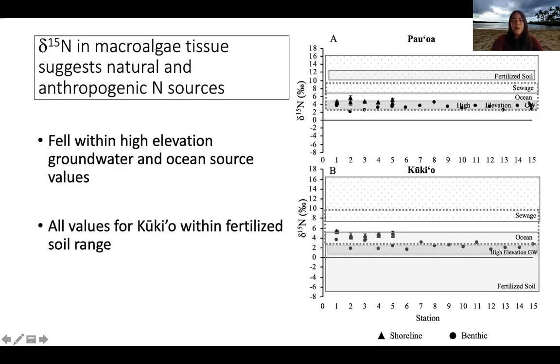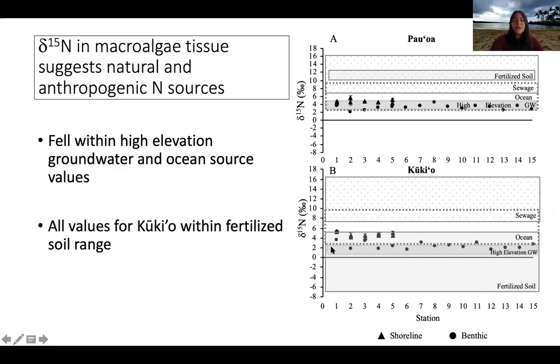And so both of the developments fell within ocean and high elevation groundwater ranges, where Kukio did have an overlapping source for fertilized soils. The nitrogen sources were site specific, and so there was a greater range for fertilized soils for Kukio versus Pauoa.